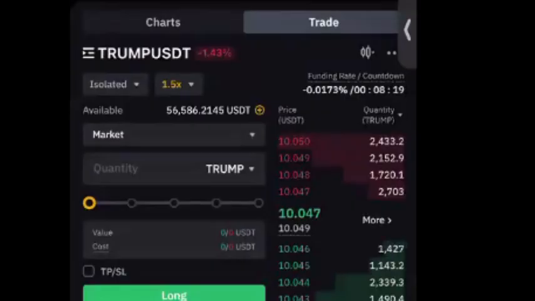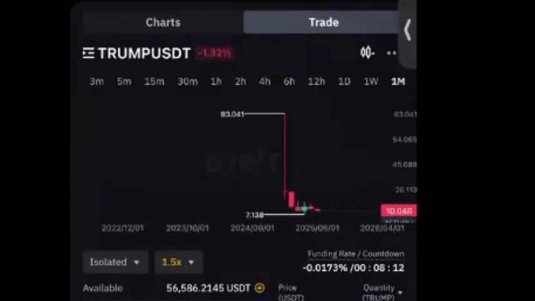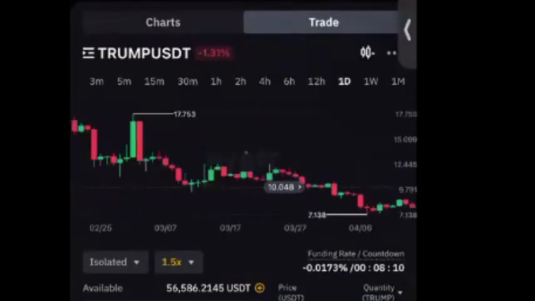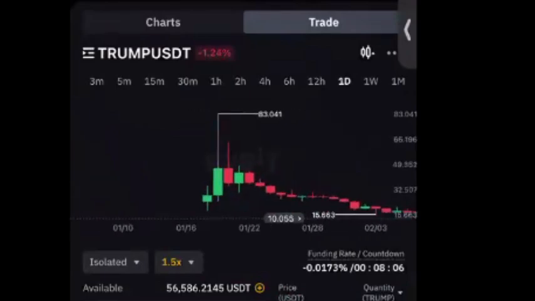I'm going to use it as an example so that we can get the understanding of how to short a meme coin. I'm going to go into the graph. I'm going to go into the 1 month graph. Or let me go into the daily graph. I'll just go back in time. I guess we can see the chart on the screen.